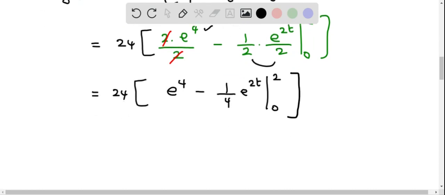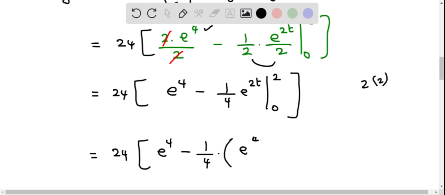Now let's simplify this. So this equals 24 times e raised to the power of 4 minus 1 fourth, which is a factor. This is multiple, so you can just keep it as it is. And then we have to substitute the upper limit as well as the lower limit. So when you plug in the upper limit in place of t, this becomes 2 times 2, which is 4. So I get e power 4 minus, now I plug in the lower limit, which is 0 in place of t. So it becomes 2 times 0 is 0. So it is e raised to the power of 0. This equals 1. So I put 1 here.